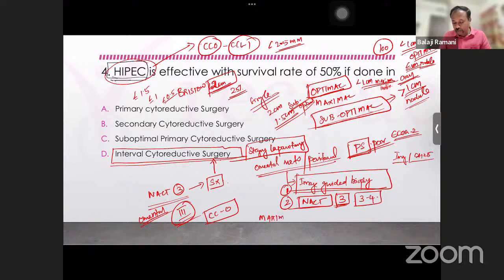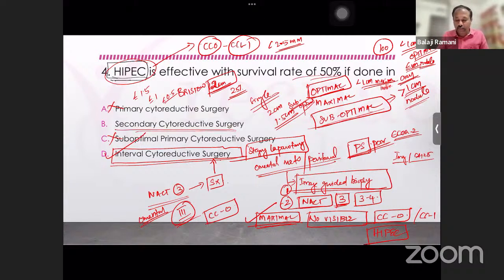Currently the preferred term is maximal cytoreduction, where you're essentially looking to clear all the disease which is going to be found. Once you have a maximal cytoreduction, which is no visible disease, this is the same thing as saying CC0. So when you have CC0 or CC1, you can plan for HIPEC. Primary cytoreduction is out, suboptimal is out, interval is where there is a clear survival rate of 50% or more, which is proven.